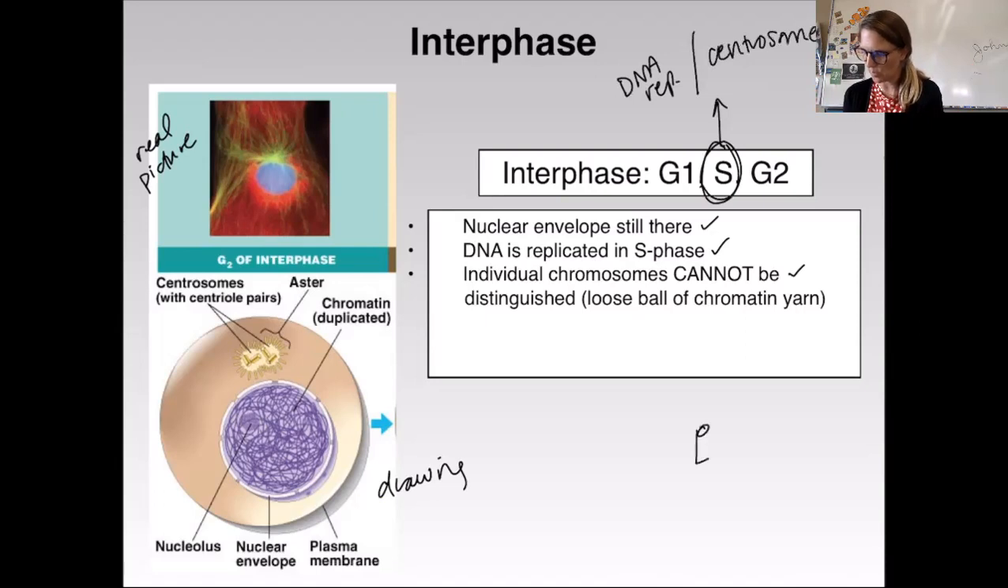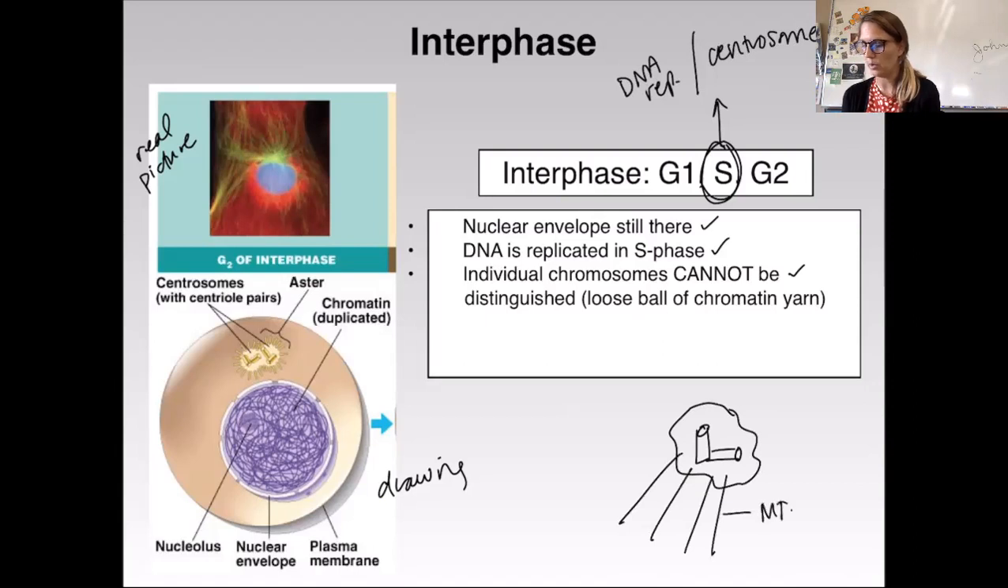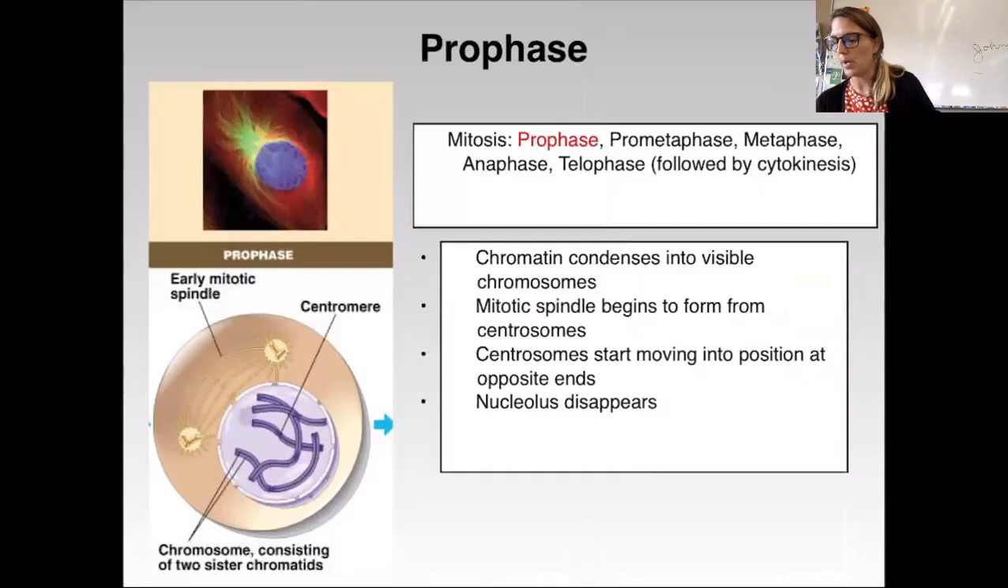Remember, the centrosome has two centrioles in an amorphous blob that is required to grow out microtubules, which are going to become really, really important. So in S phase, you get DNA replication. You're also replicating your centrosomes. That was my whole PhD, centrosome replication. Pretty fun. Okay, second phase, prophase.